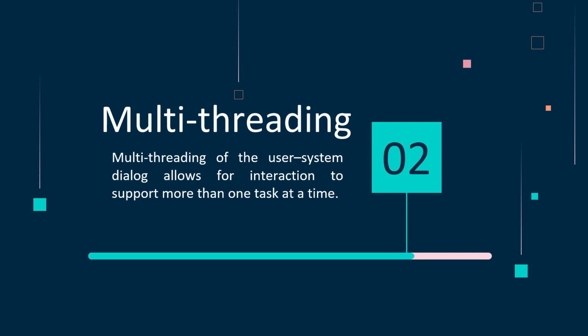Multithreading. Multithreading of the user system dialogue allows for interaction to support more than one task at a time. Multithreading within an interface provides support for multiple tasks to be performed at one time. Multithreading can be described as concurrent or interleaved.